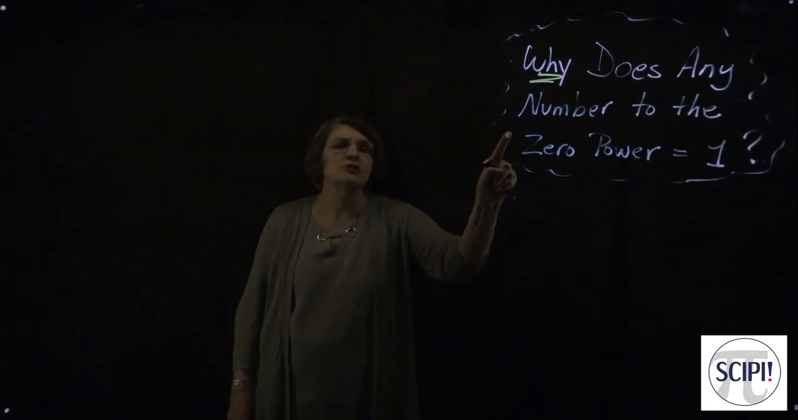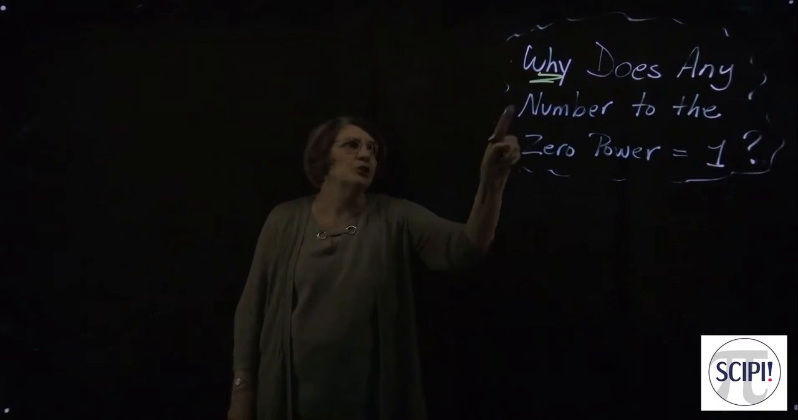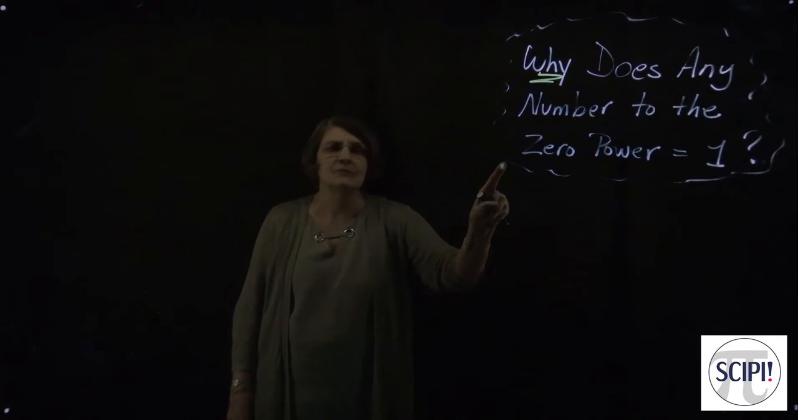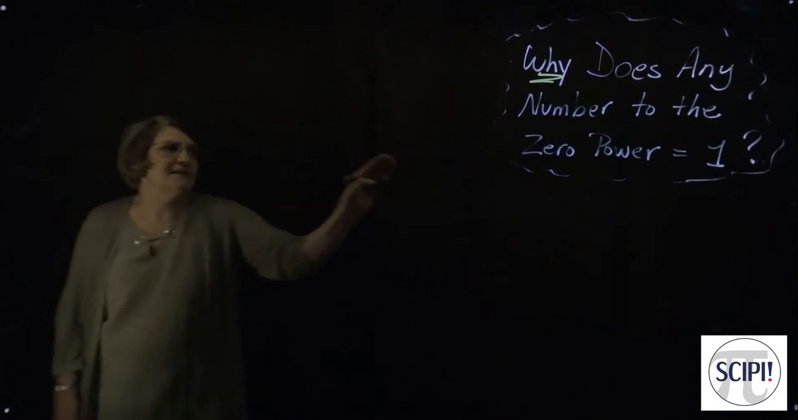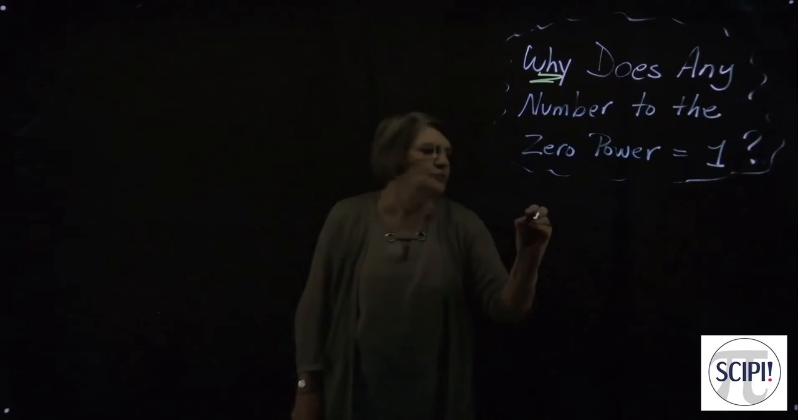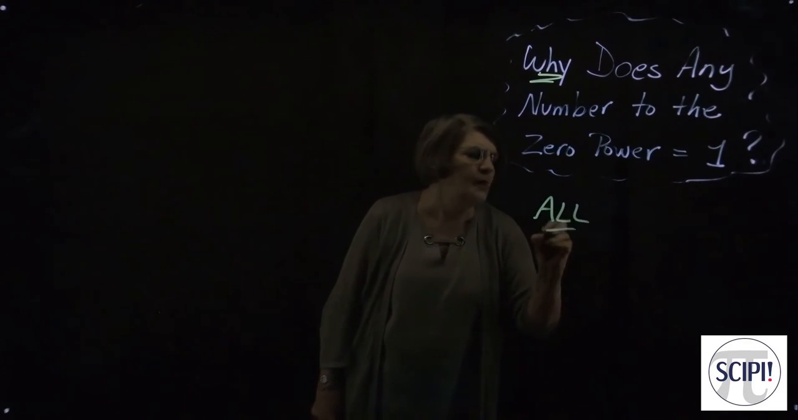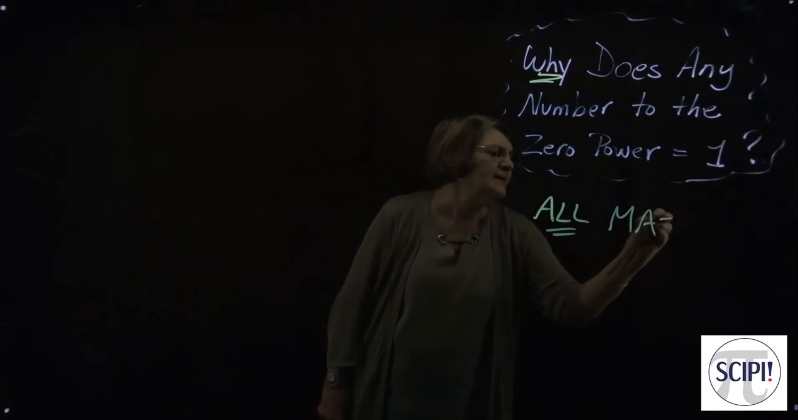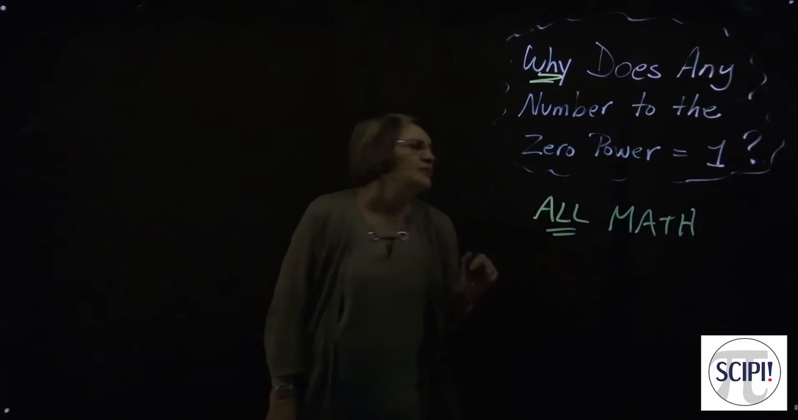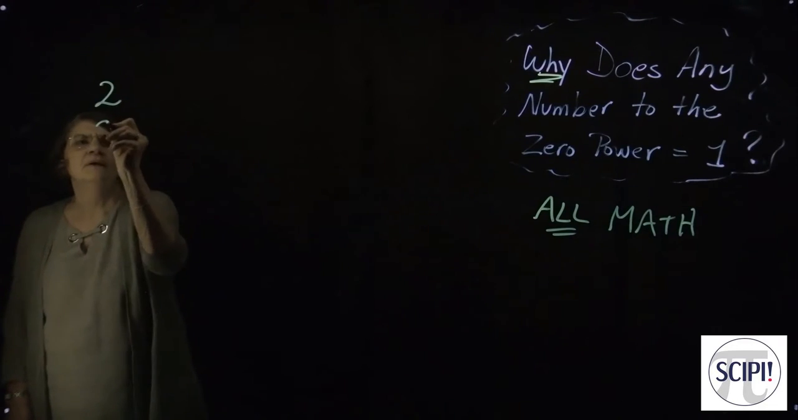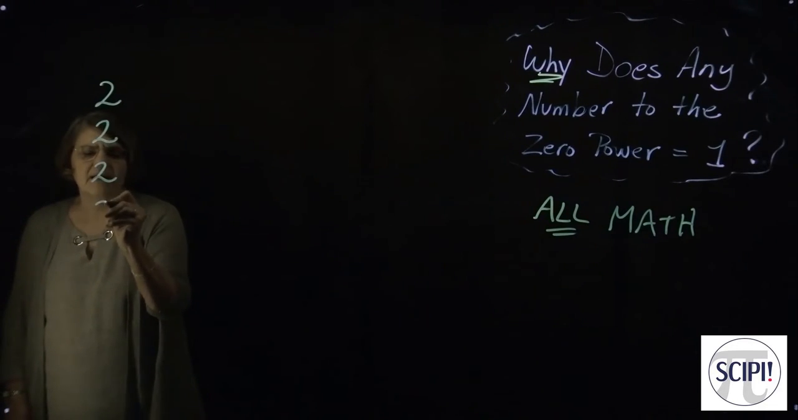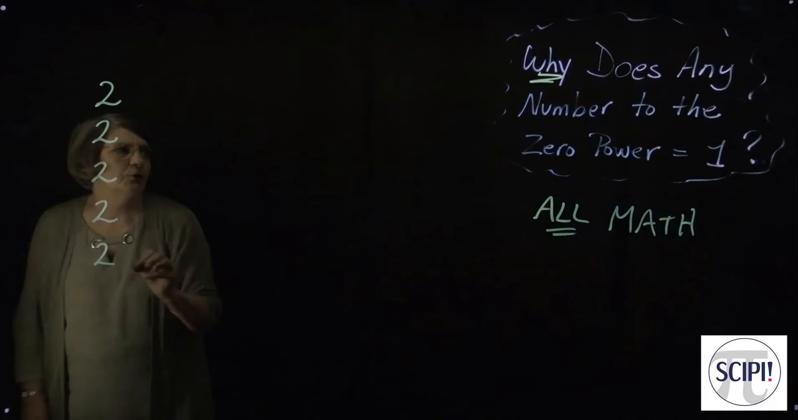So today we're going to look at a pattern that shows why any number to the 0 power equals 1. Now the first thing we need to know is that all math, notice what I said, all math is based on patterns. So we're going to start with the number 2. And because we're talking about exponents, we're going to use exponents.